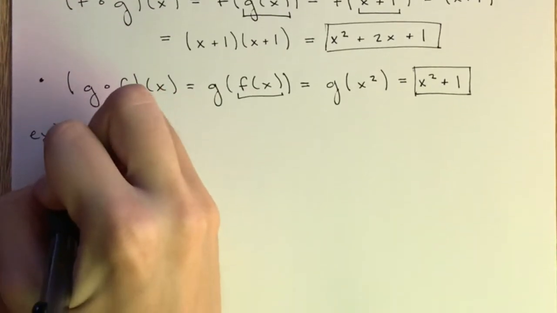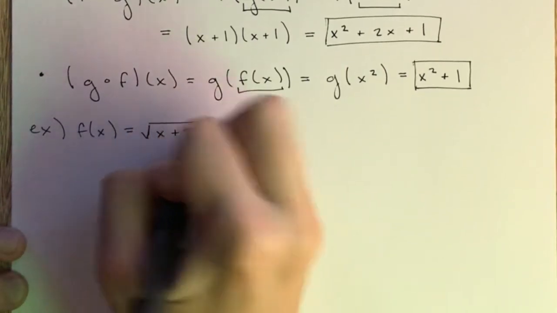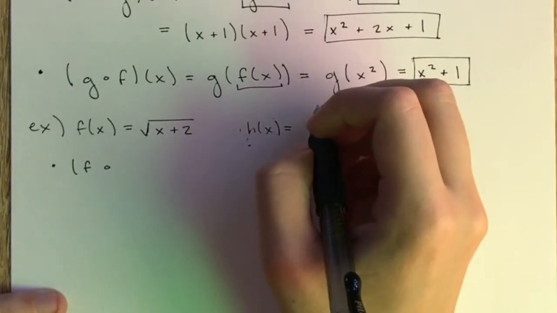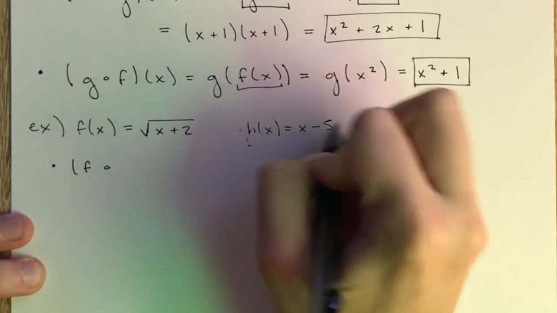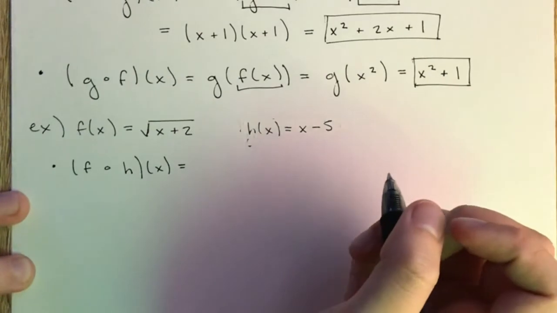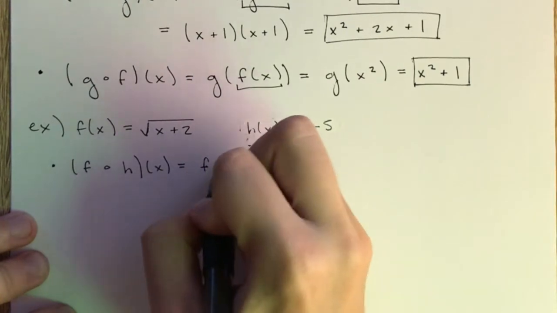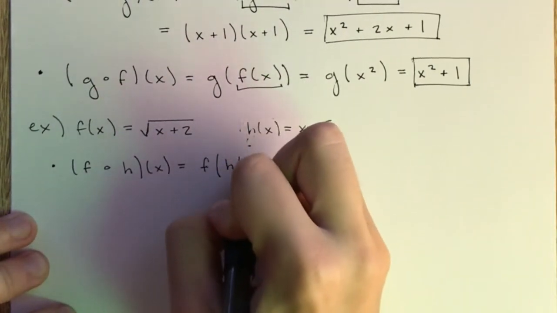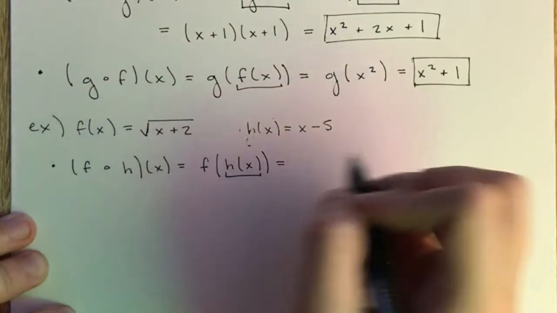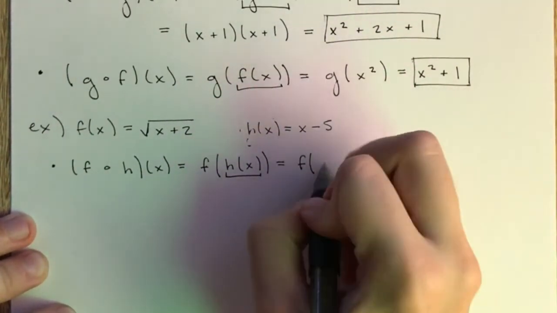Let's look at f of x equals the square root of x + 2. And let's say h of x is x - 5. What is f of h of x? Well, our definition says f of h of x looks like this. Let's replace h of x with what it's actually equal to, so we end up with f of x - 5.